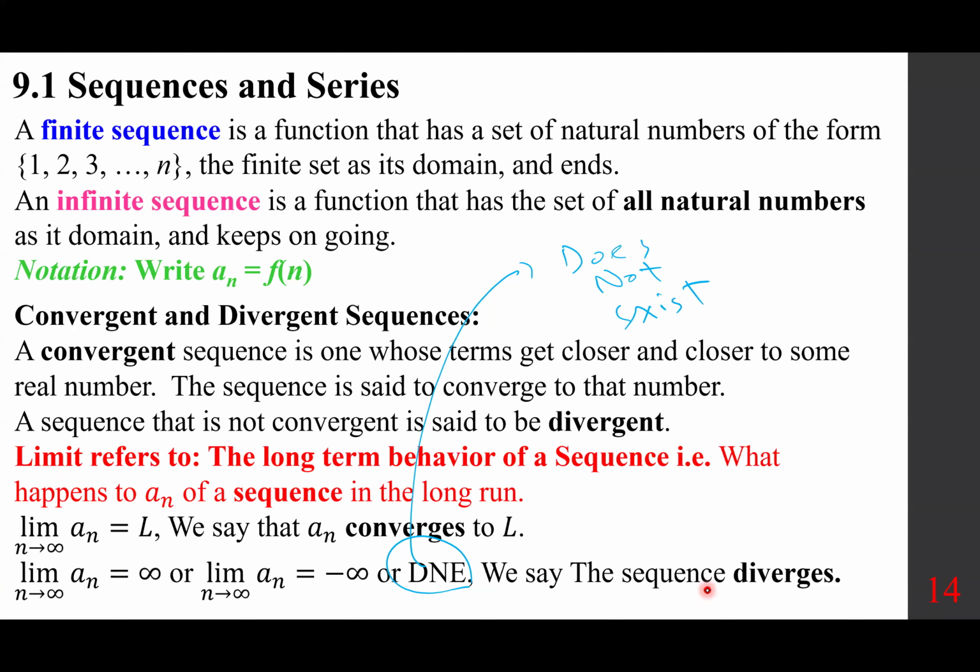So, in short, convergent sequence means the limit is some number, it ends with some number. Divergent means it doesn't, it ends up with infinity, negative infinity, or we don't know, it oscillates, okay?